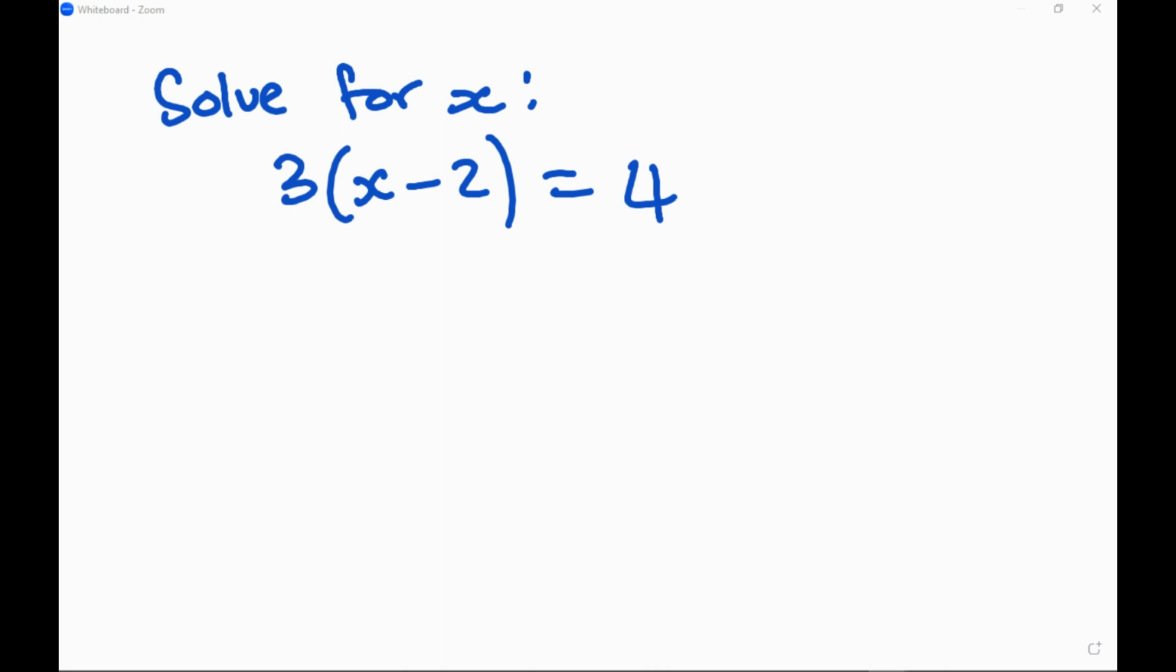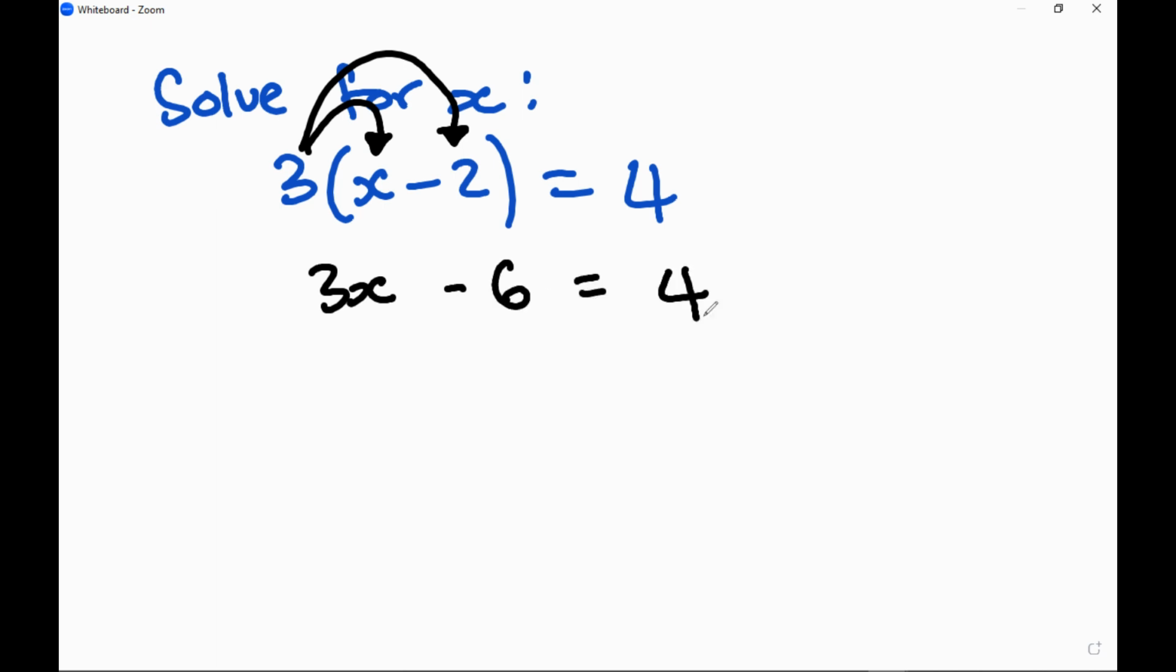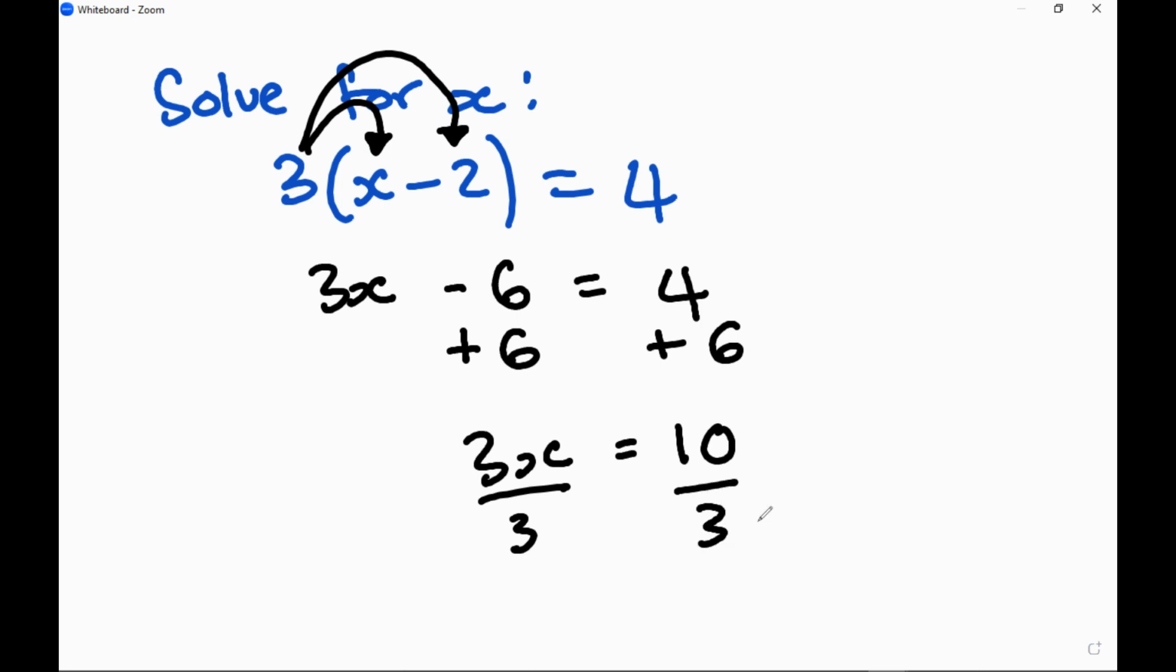All right, let's go through this one here. Okay, so we're going to multiply 3. 3 multiplies by x to get me 3x. 3 multiplies by negative 2 to get me negative 6, and that's equal to 4. I then plus 6 on both sides, and that's equal to 10. Then I divide by 3 on both sides, and x is equal to 10 over 3.